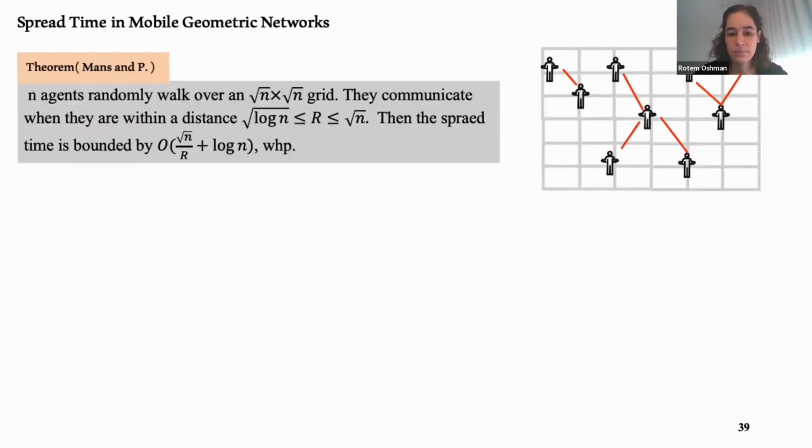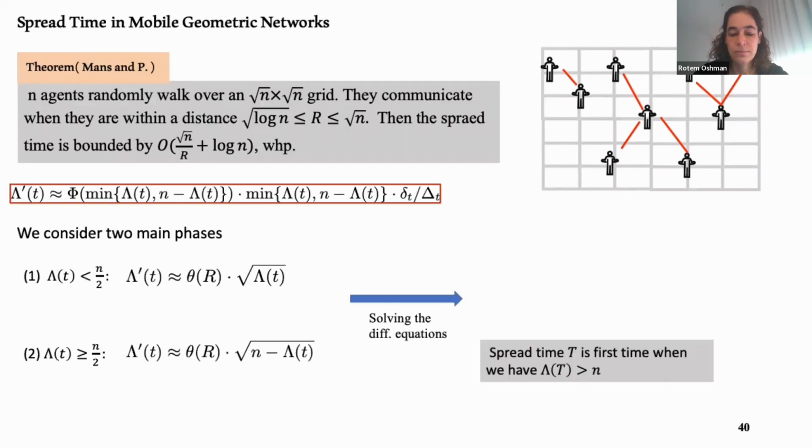In this result, we consider asynchronous rumour spreading in mobile geometric graphs. Here we show that if the communication radius, denoted by r, belongs to an interval from root log n to root n, then the spread time is bounded by root n over r plus a logarithmic factor. In order to show the result, we apply the differential equation to this model. We already have two nice properties about the communication graph over time, which help us to simplify the differential equation. The first property gave an estimation for the graph conductance function, and the second one was about the degree of the communication graphs.